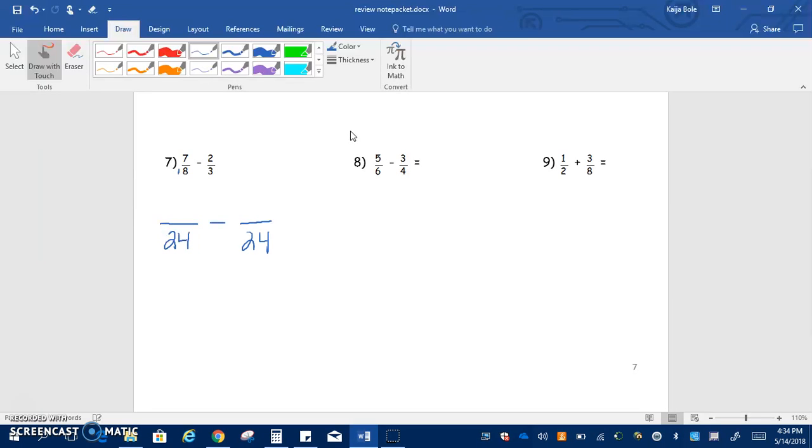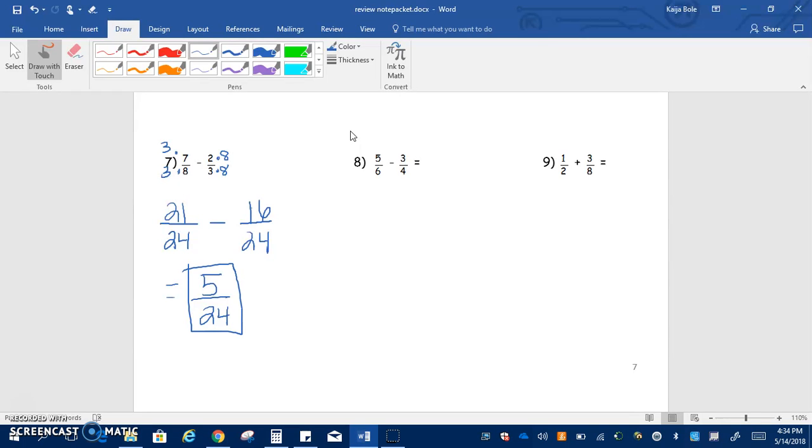When we multiply 8 times 3 gives us 24, so we multiply by 3 on the top as well. 7 times 3 is 21. Now how do we get from 3 to 24? We multiply by 8, so we multiply by the 8 on the top. 2 times 8 is 16, so now we just subtract across the top only. 21 minus 16 is 5, so we have 5/24.